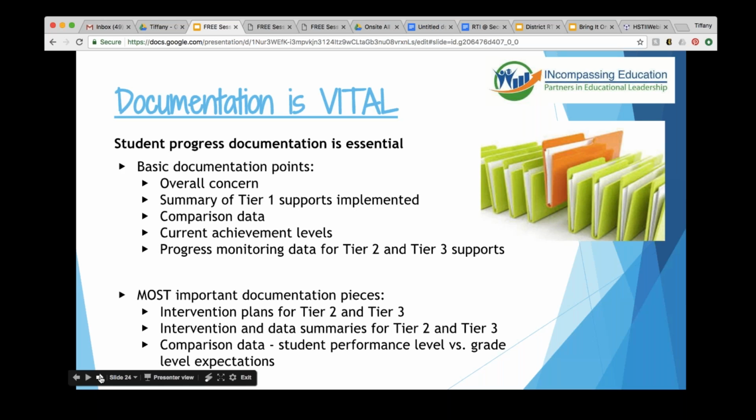The most important data pieces or documentation pieces to go along with this would be your intervention plans for Tier 2 and Tier 3, letting everybody know exactly what you did with those particular students. You will want intervention and data summaries for what you collected at Tier 2 and Tier 3, as well as that comparison data between the student performance level and the grade level expectations for that particular student. Remember, this is going to help paint the picture for exactly what you wanted to accomplish with your students.